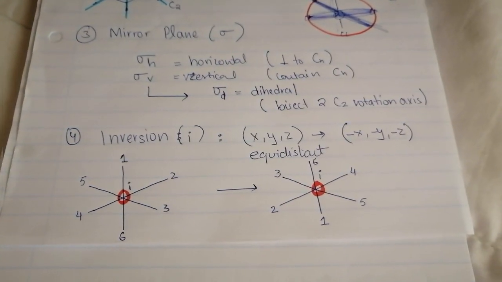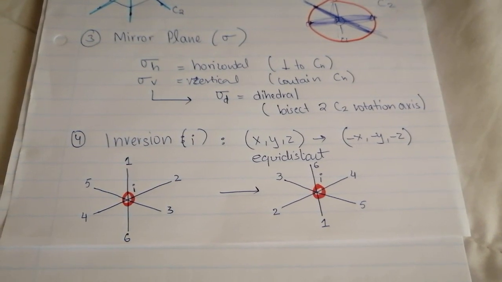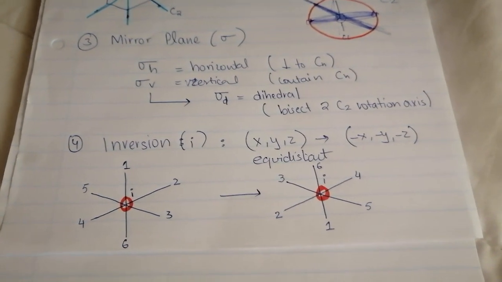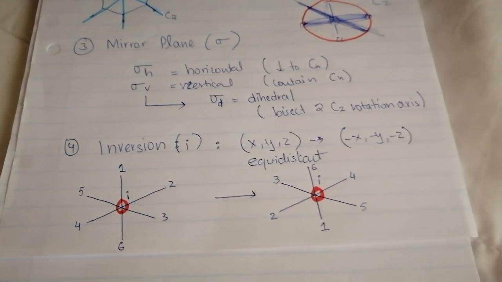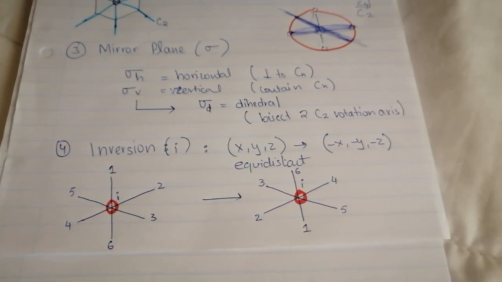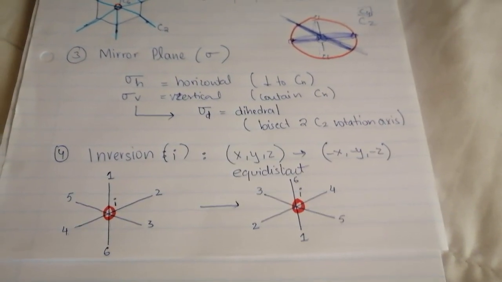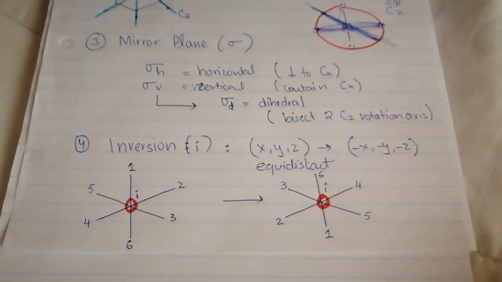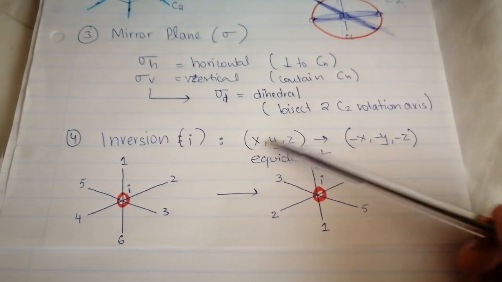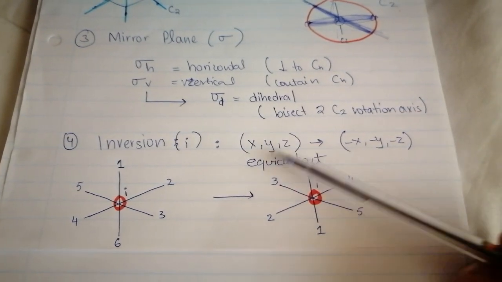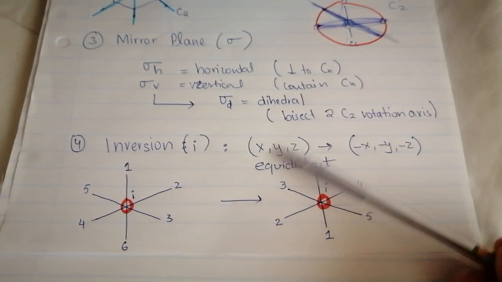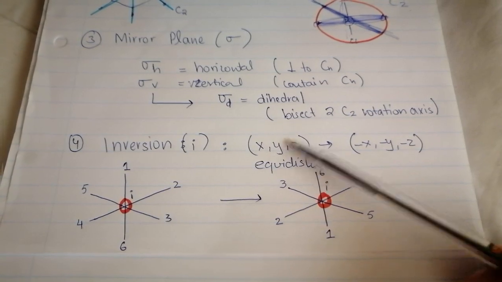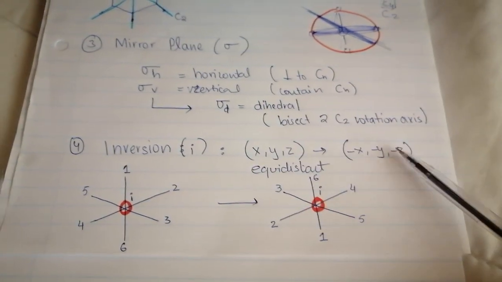Next we have inversion. What is inversion? An inversion operation takes any point through the inversion center to an equidistant point on the opposite side of the inversion center. So let's look at this diagram here. If we take three axes x, y, z, the inversion of x is minus x, y is minus y, and z is minus z.